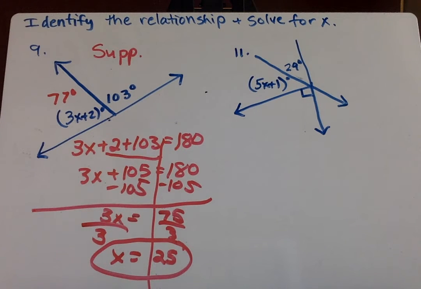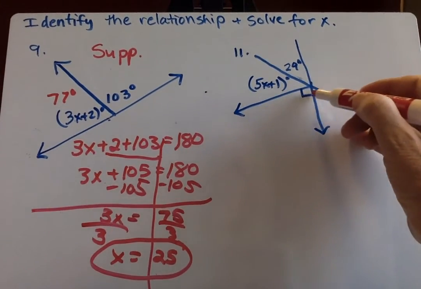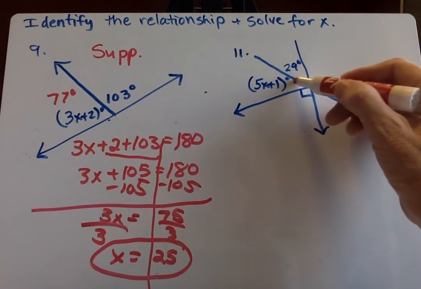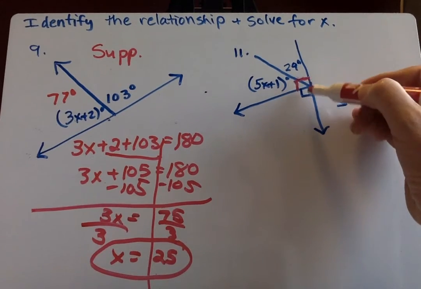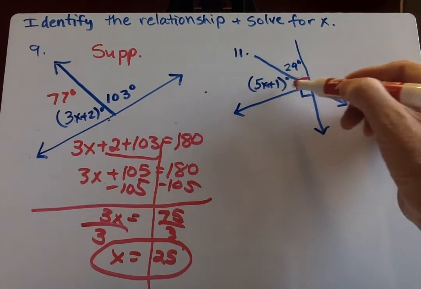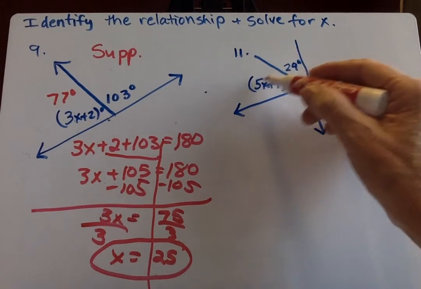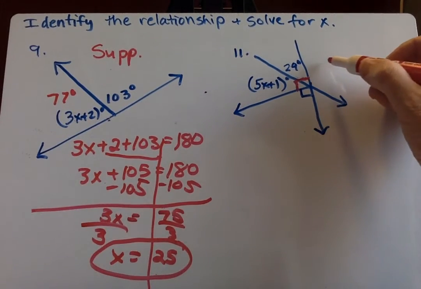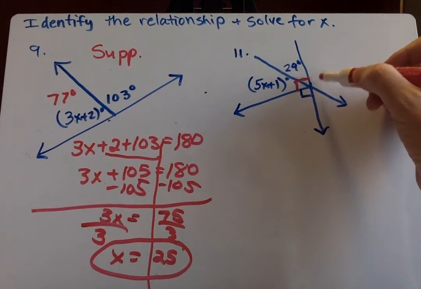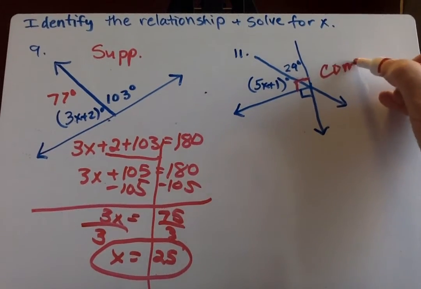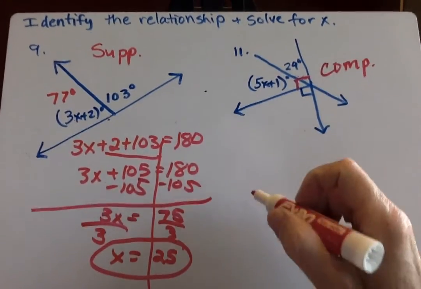Okay. I'm going to also jump to number 11. Now, again, if this is a corner right here, this is also going to be a corner because these two corners have to equal 180. So this is a 90-degree angle, and they're next to each other, and they're going to add up to 90 degrees, so they form a corner. So I'm going to put that they're complementary right there.